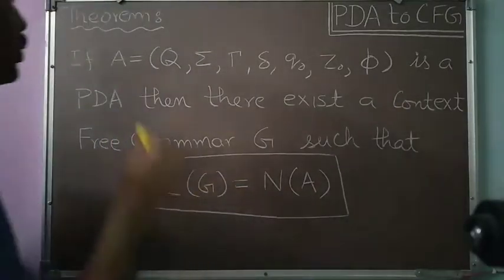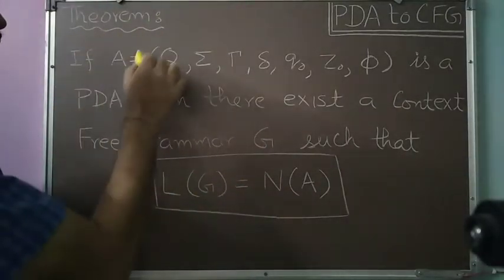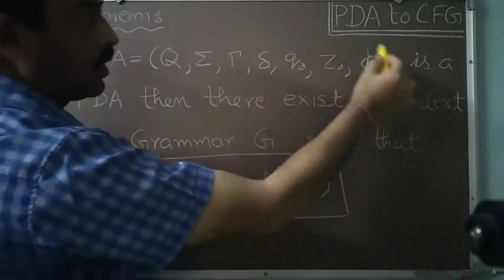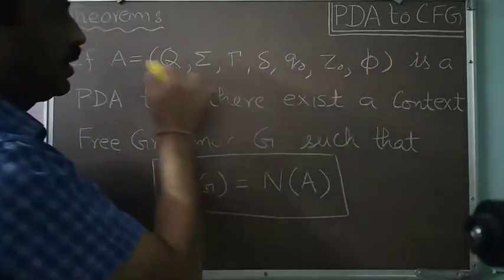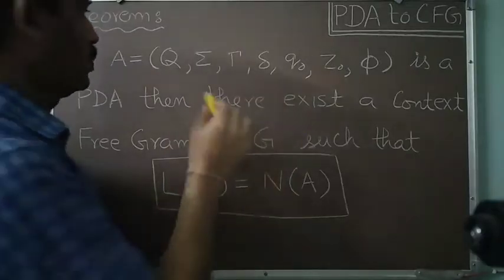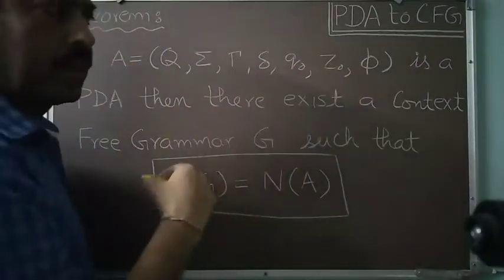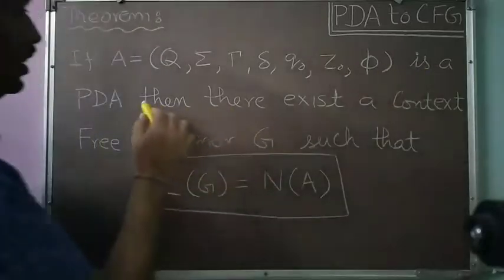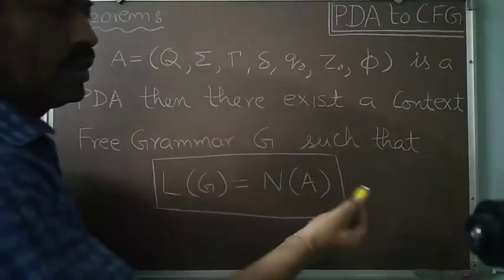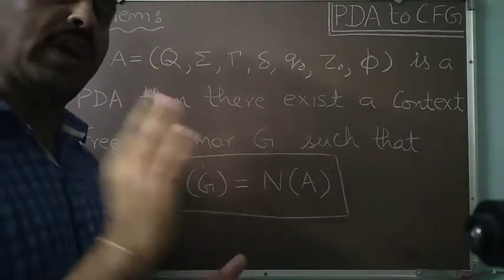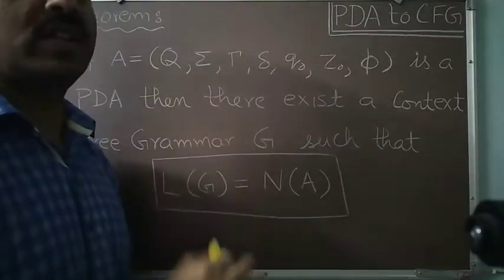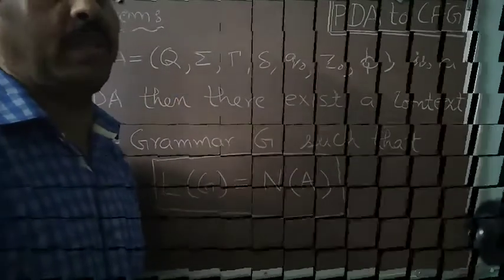G. So this theorem says: if A is equal to (Q, sigma, rho, delta, Q0, Z0, phi). Because I am writing phi here, I am defining a PDA which accepts the language by empty store. If A is a PDA which accepts some language by empty store, then there exists a context-free grammar G such that L of G is equal to N of A. Corresponding to every PDA which accepts some language by empty store, there exists a corresponding context-free grammar.